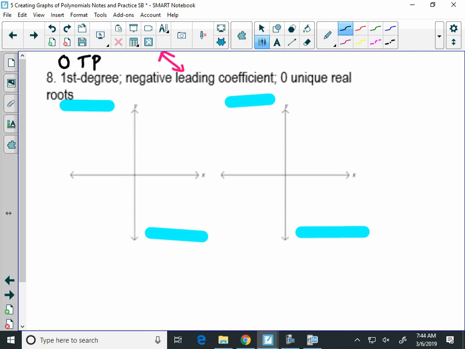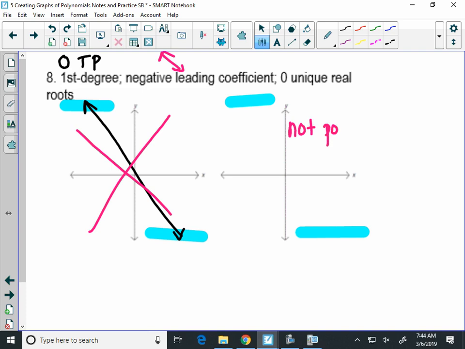Well, just like number 6 up above, if I start up high and end low, I have to cross the axis in order to get from one end to the other. So there is not a possibility of having a linear function here with 0 unique roots with a negative leading coefficient. So same reasoning as number 6.